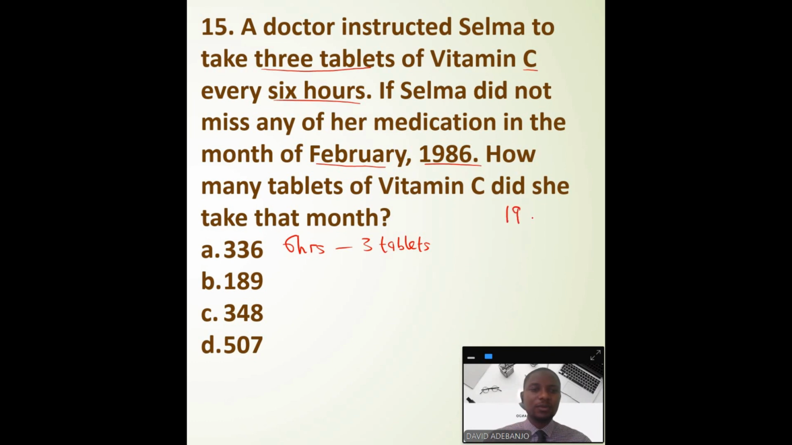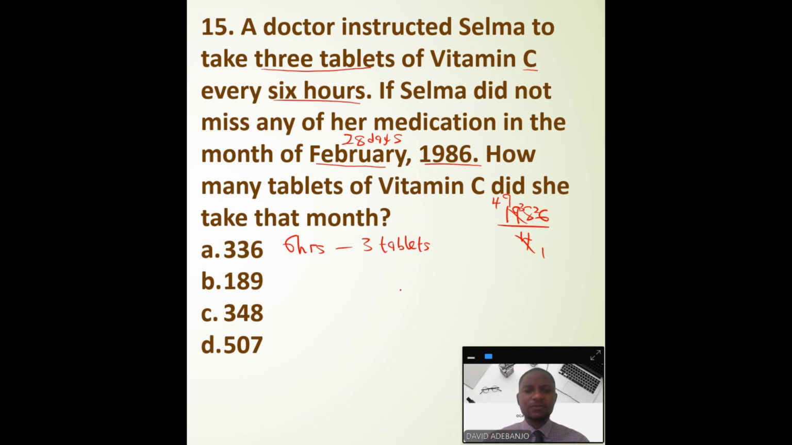So you divide by 4. 4 into 19, you have 4, which is 16, remainder 3. 4 in 38, you have 9, that's 36, remainder 2. And 4 cannot go in 26. So meaning 1986 is not divisible by 4. Meaning we have 28 days in the month of February. Keep that in mind. So how many tablets of vitamin C did she take that month?